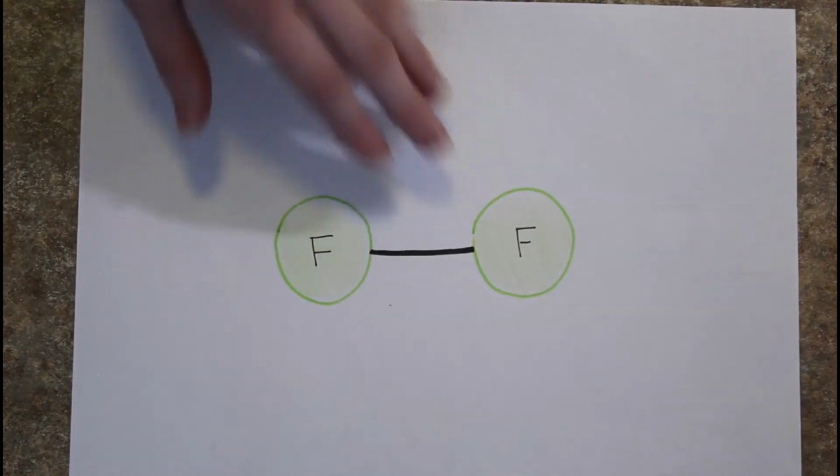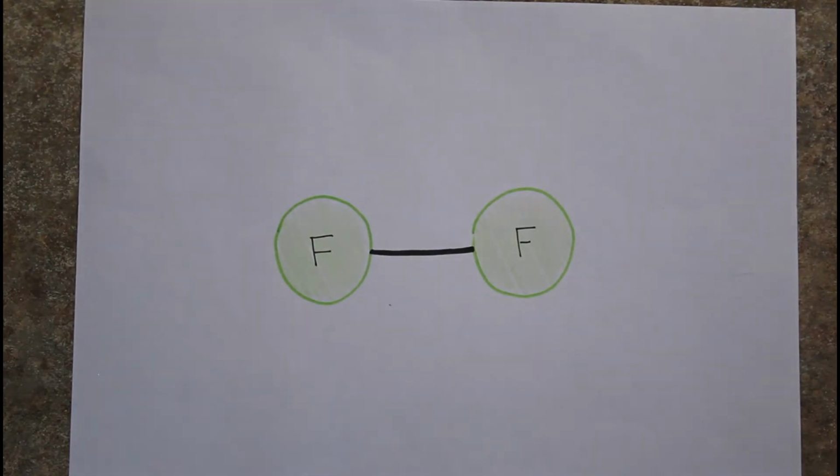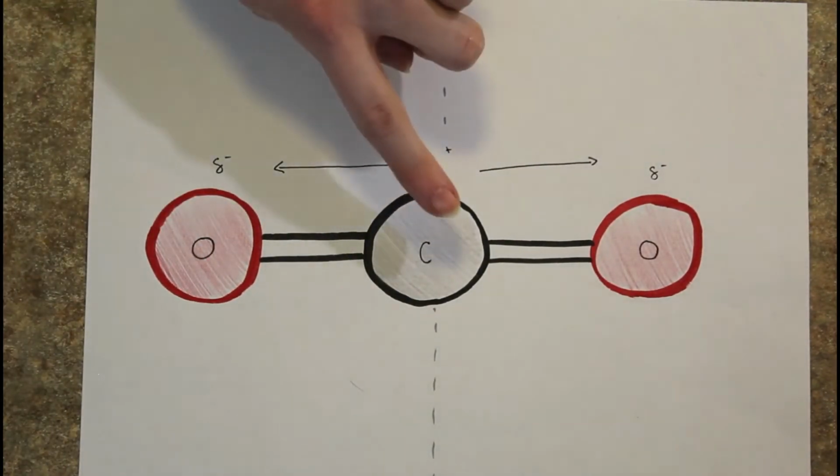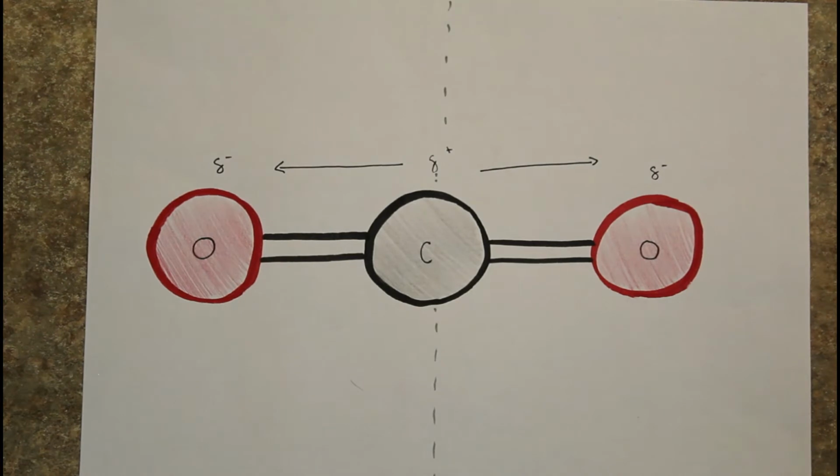Nonpolar molecules don't have a net charge. This can be for a couple of reasons. If a molecule is made of all of the same atoms, like this fluoride molecule, it is nonpolar because both atoms have the same electronegativity, so neither atom is hogging the other's electrons. This is also true for carbon dioxide. Even though oxygen is more electronegative than carbon, because this molecule is symmetrical, the oxygen atoms are pulling equally on the carbon atom in opposite directions.